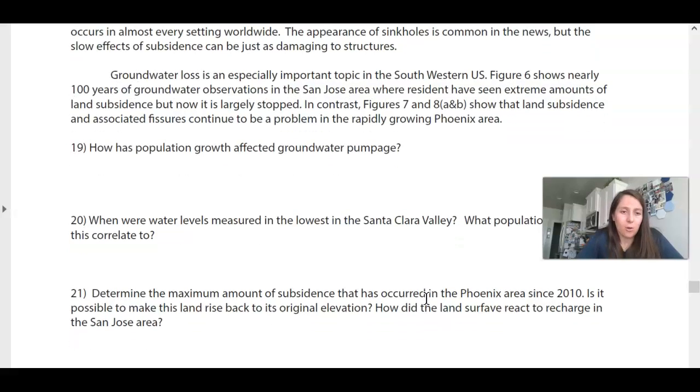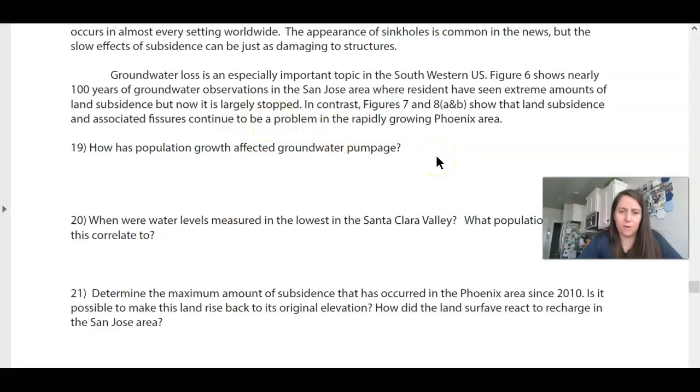Okay, so groundwater loss is an especially important topic in the southwestern U.S. Figure number 6 shows nearly 100 years of groundwater observations in the San Jose Valley area where residents have seen extreme amounts of land subsidence, but now it has largely stopped.